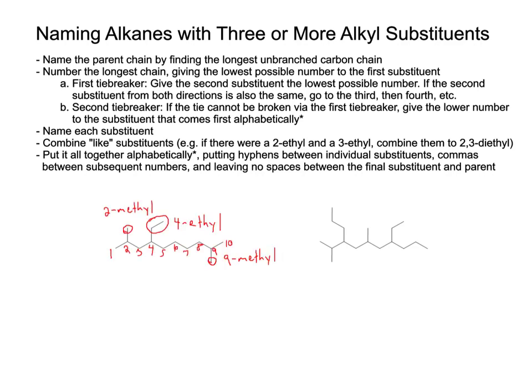When we name the substituents, we have a 2 and a 9-methyl, so we're going to combine those to 2,9-dimethyl, and we also have an ethyl group at the 4. So when we put this all together alphabetically, that's going to give us 4-ethyl-2,9-dimethyldecane. Now that we've named an alkane with 3 substituents together, go ahead and do the one on the right by yourself. So pause the video and come back as soon as you're done and see if you're right.